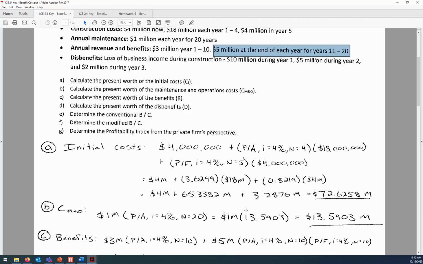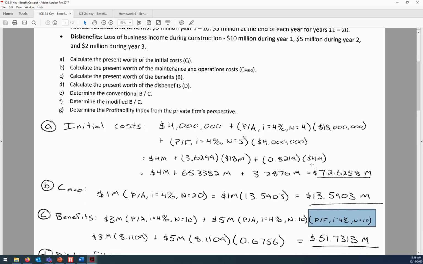It will be that we take all of the amount to year 10, and then from year 10 we take it to year 0. So this first factor is we're taking the annual series, 10 annual payment benefits. It's not necessarily payments, but it's benefits. So $5 million worth of benefits each year for 10 years. So it's in years 11 through 20, and with this factor it takes it to year 10, and then the P/F factor takes it from year 10 to year 0. So there should be $51.73 million worth of benefits.